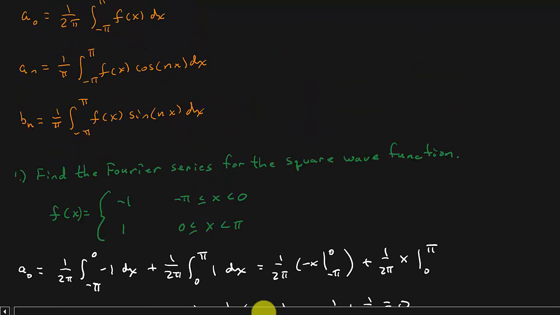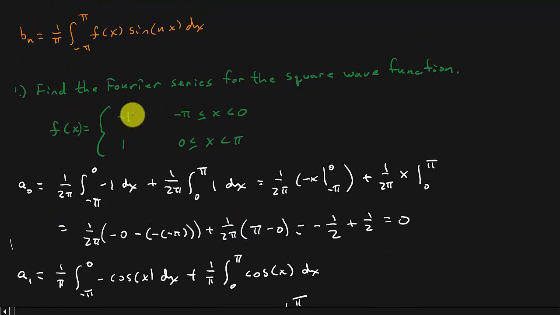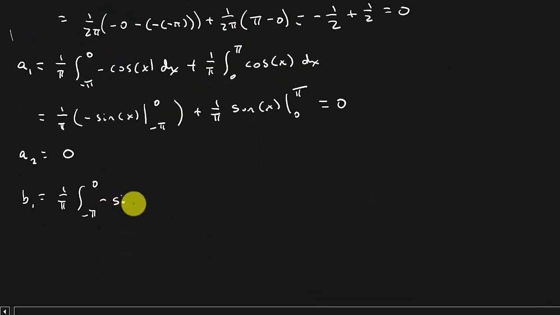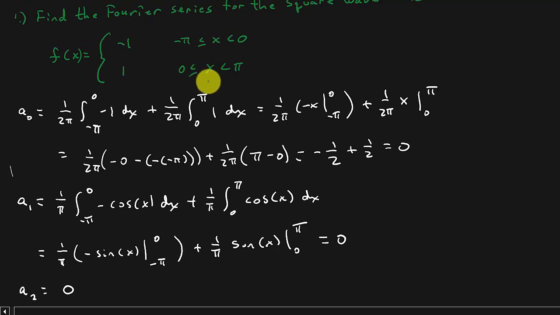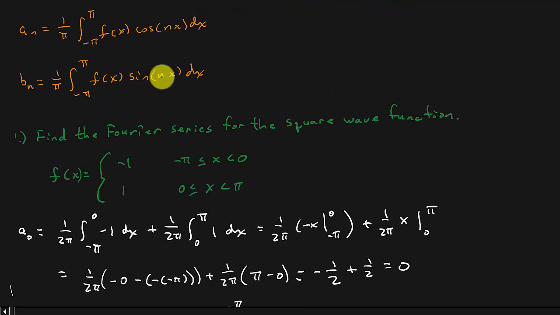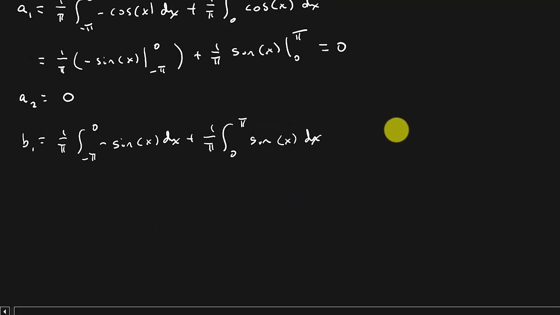All right, so that's going to be negative 1 times sine of x, because n is 1. And we went from negative pi to 0, so our function is negative 1. So that's going to be negative sine x dx plus 1 over pi times the integral 0 to pi. Now we got to do this part, so that's going to be our function 1 times sine of x. So that's just going to be sine x dx.